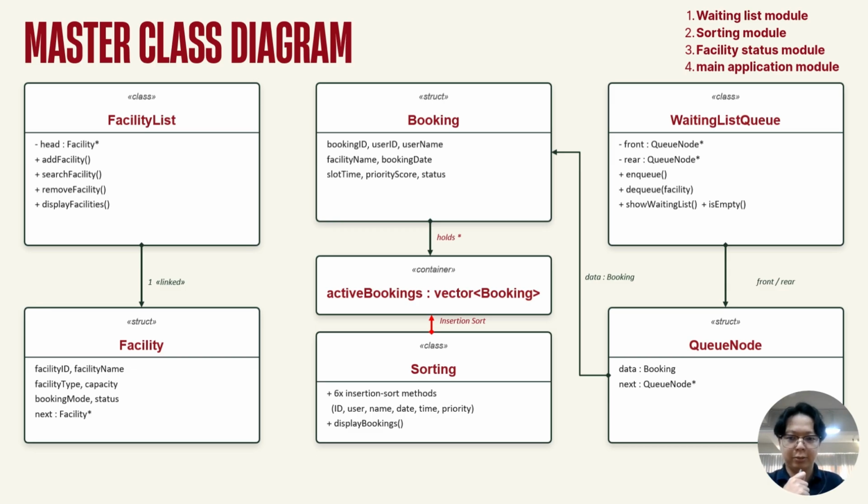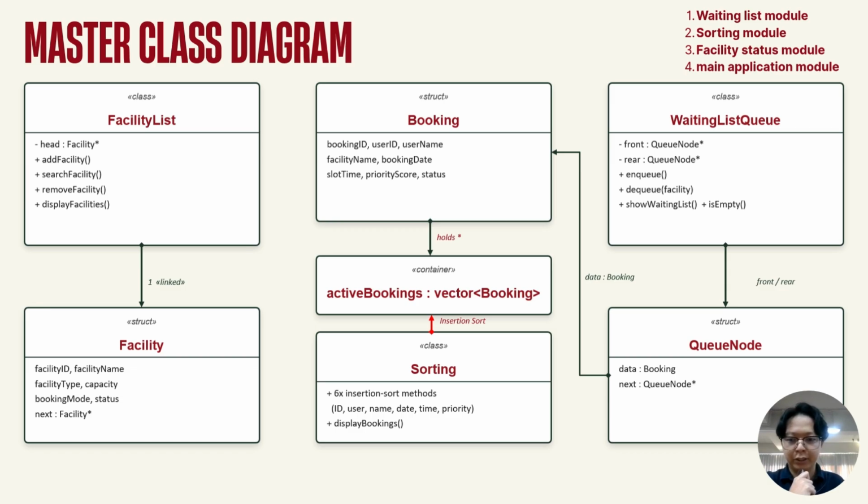On the left is the facility module, where the facility list class owns a chain of facility nodes. The diamond means composition, so the list owns its contents. On the right-hand side, you can see the booking waiting list module, built the same way, where the waiting list queue class holds a chain of queue node objects through its front and rear pointers. The important link is here, because each queue node carries one booking, so a booking student's full details move through the queue with them.